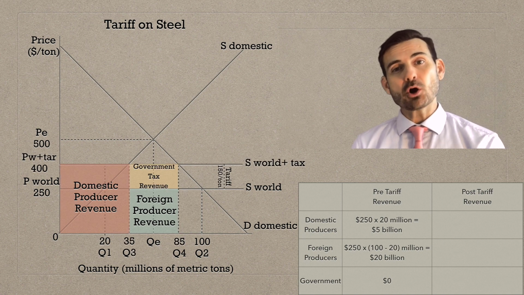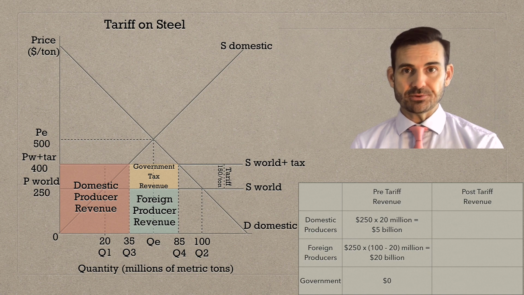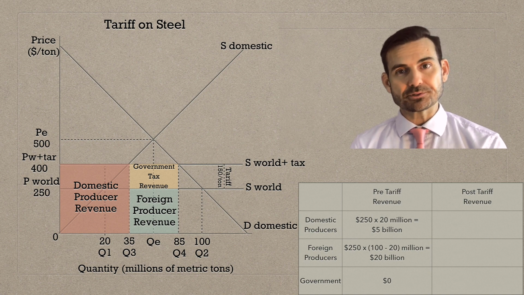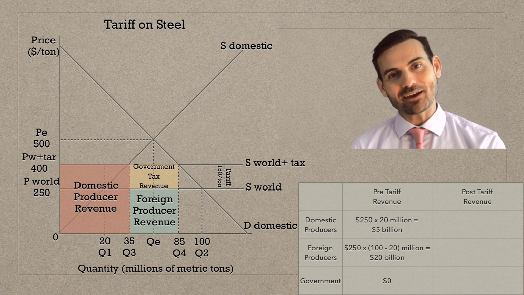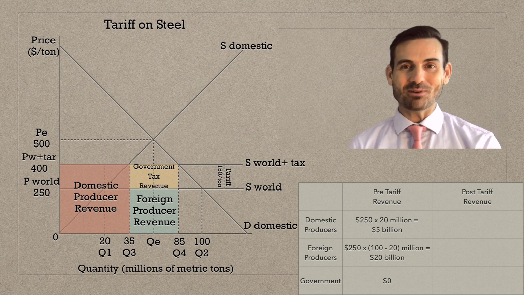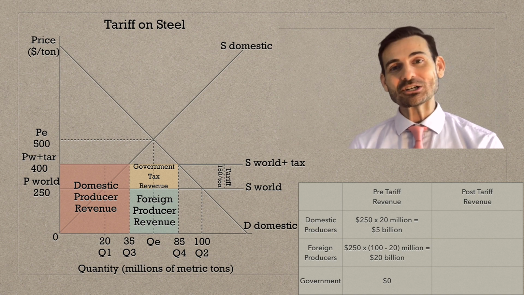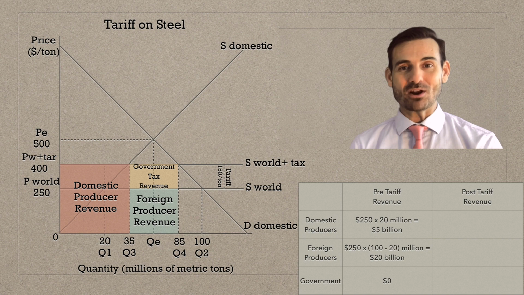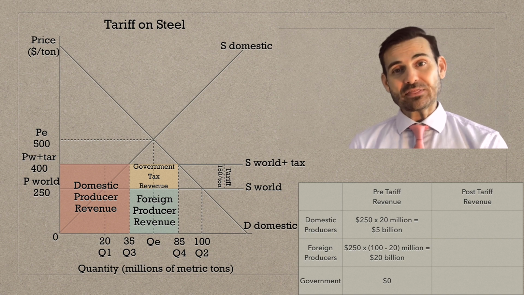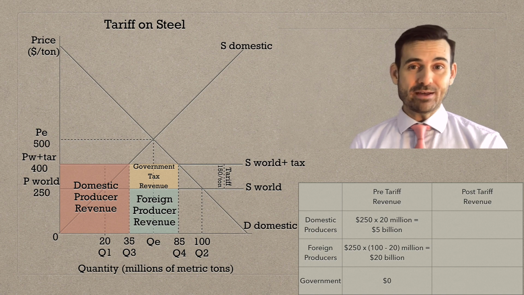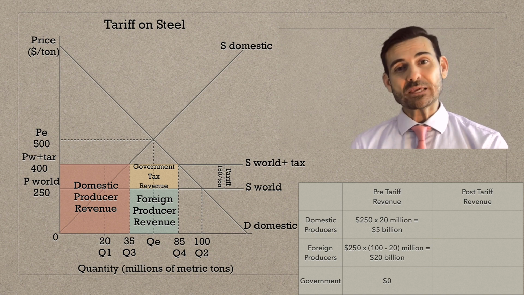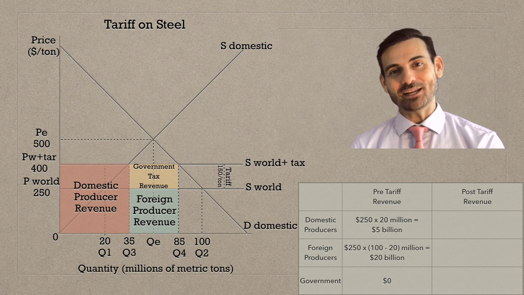Let's take a look at the post-tariff revenue. For domestic producers, they're able to take advantage of the higher price created by the tariff and the increase in the supply curve and the price world. To be able to calculate their new revenue, we take P world plus tariff times Q3.